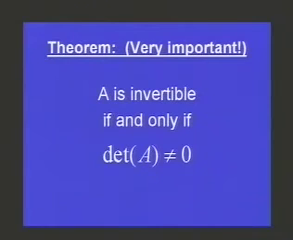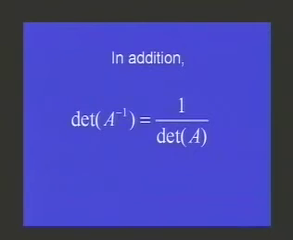This is going to come in pretty handy because if you remember, finding inverses took a little bit of work. So if I have some clue somewhere that the determinant is 0, I don't have to bother with trying to find an inverse. There wouldn't be one. Okay, in addition to this, the determinant of A inverse is 1 over the determinant of A. In other words, the reciprocal of the determinant of A.